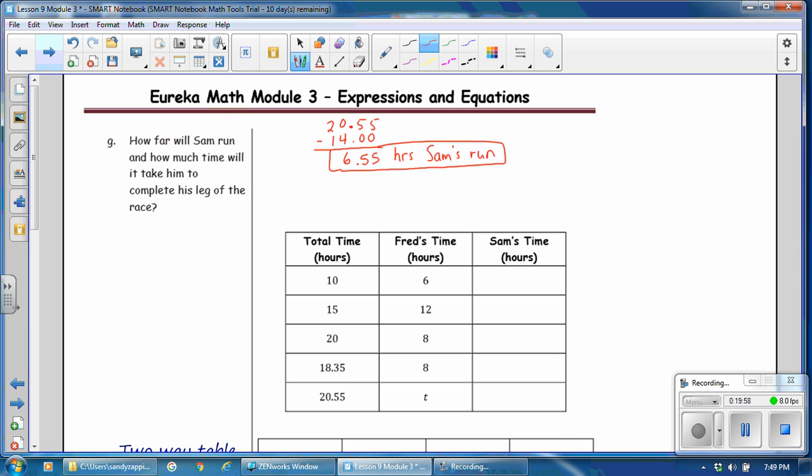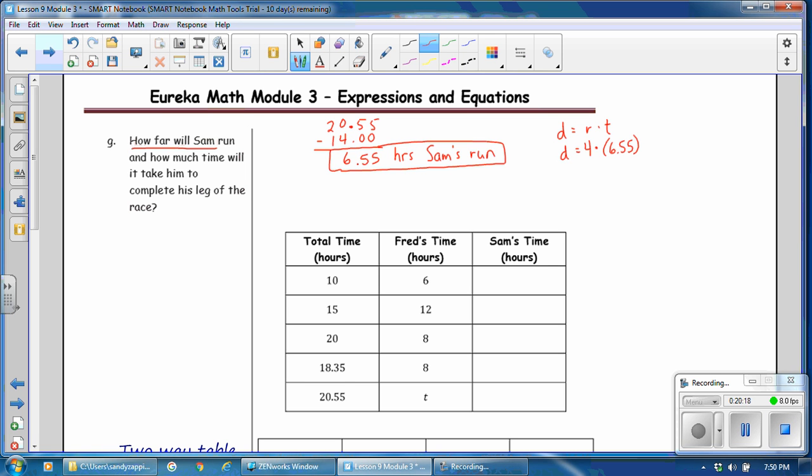It also says, how far will Sam run? So we can go back to the distance formula. Distance is equal to rate times time. Sam's rate is 4 miles per hour. Sam's time is 6.55. And we can multiply those to get the distance.